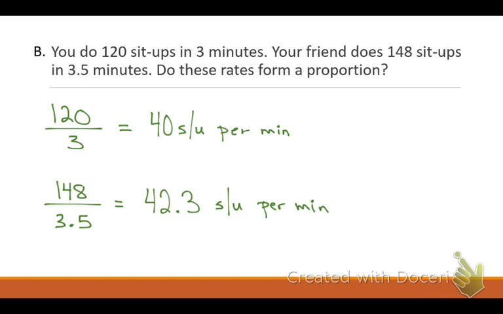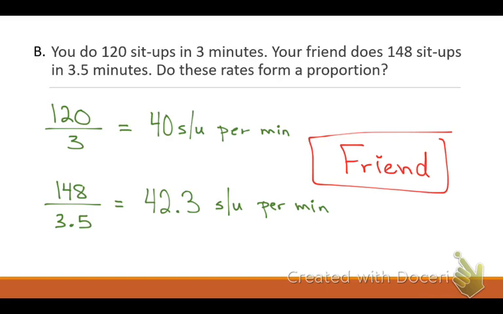Now I can clearly see who is faster. Who's faster, guys? Your friend is faster. At 42 sit-ups per minute, you got to step up your game, right? Got to step it up. Okay. If you understand that, I think we're good. All right. That'll be it for our lesson for today.